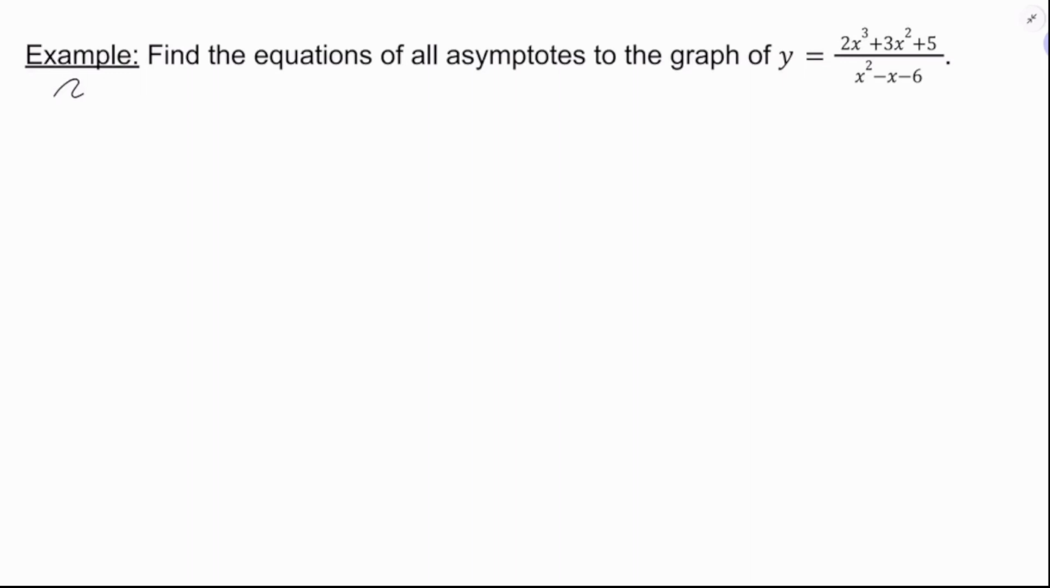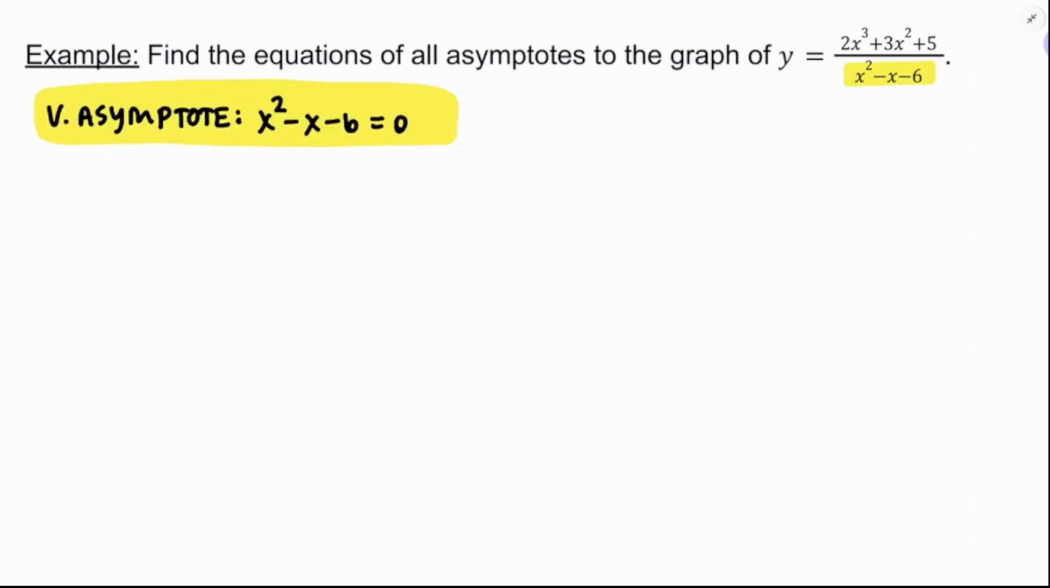Okay, if we want to find the vertical asymptotes, we're going to be considering where the denominator is equal to 0. We can't be forgetting about that. So we're going to try to solve this equation by factoring, and that looks to me like x minus 3 times x plus 2. We know that would equal 0 if x was equal to 3 or if x was equal to negative 2. And so those are the equations of my vertical asymptotes.